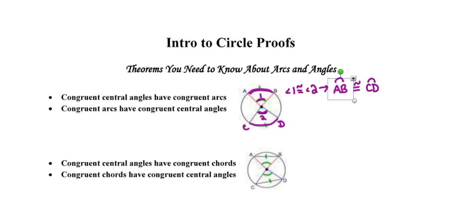And the reverse of this is true also. When arc AB is congruent to arc CD, as a result of that, central angle 1 is congruent to central angle 2. It makes sense because the degree measure of the central angle is equal to the degree measure of its arc.